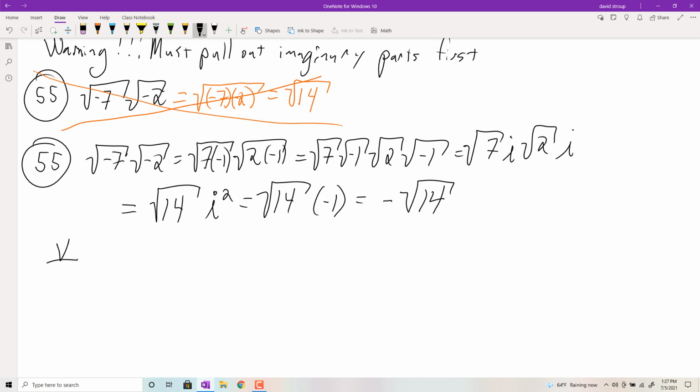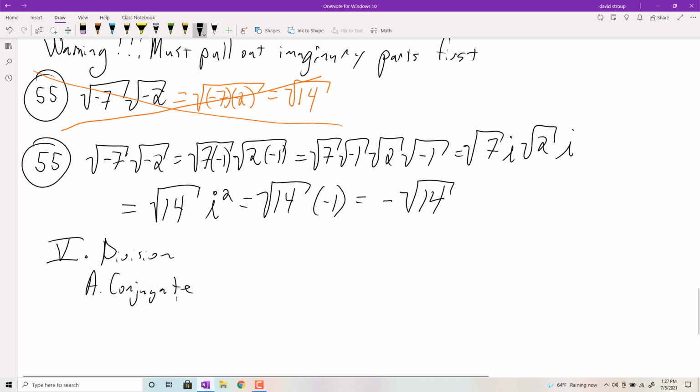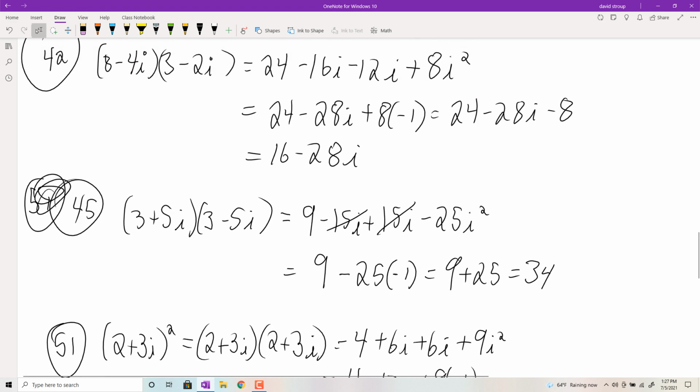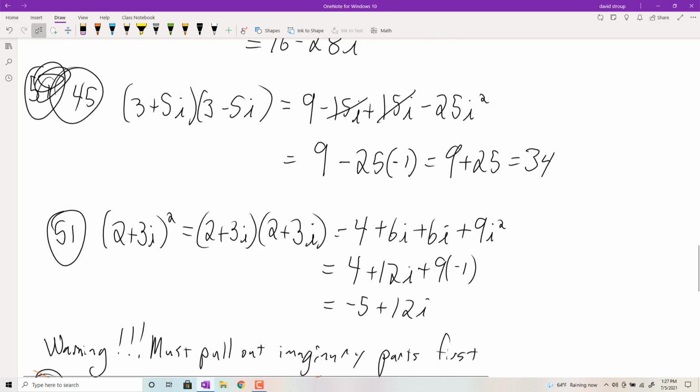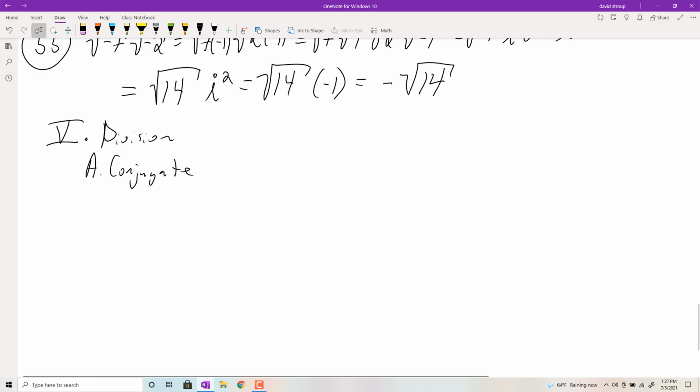Okay. Finally, then we have division. And to pull off division, you need to multiply by conjugates. So we need the conjugate, and the conjugate is what I was showing you back here. So if you're given 3 plus 5i, the conjugate will be 3 minus 5i. So you just put a negative in between the two if there's not one already there. If there is one there, you just make it positive, right?